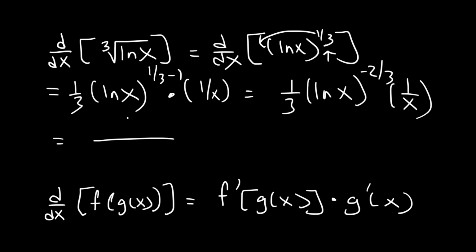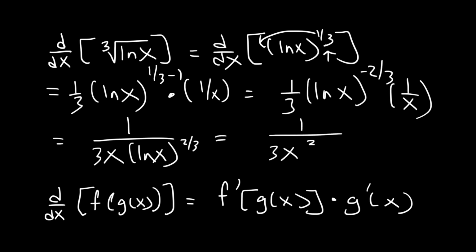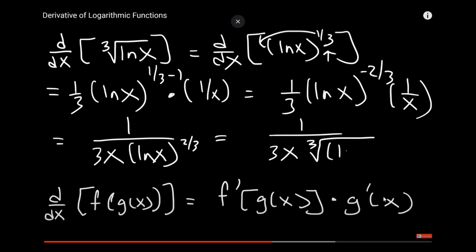Now, there's going to be a 1 in the numerator. We have a 3 and an x in the bottom, so I'm going to write that as 3x. Now, ln x will have a negative exponent if it's placed in the numerator, but if we place it in the denominator, it's going to have a positive exponent. And so we can rewrite the final answer as 1 over 3x times the cube root of ln x squared. And so that's it.